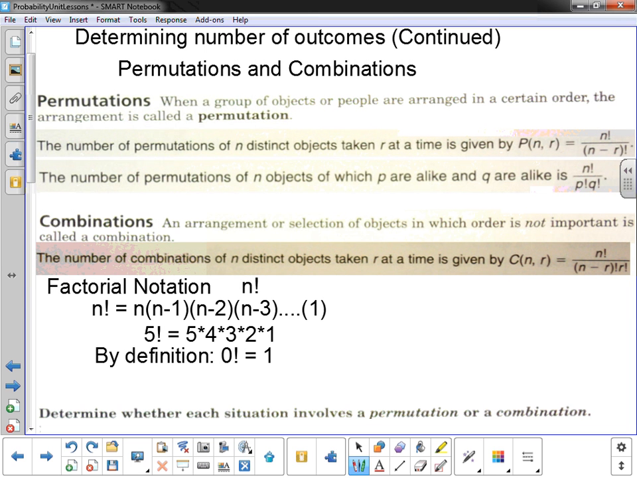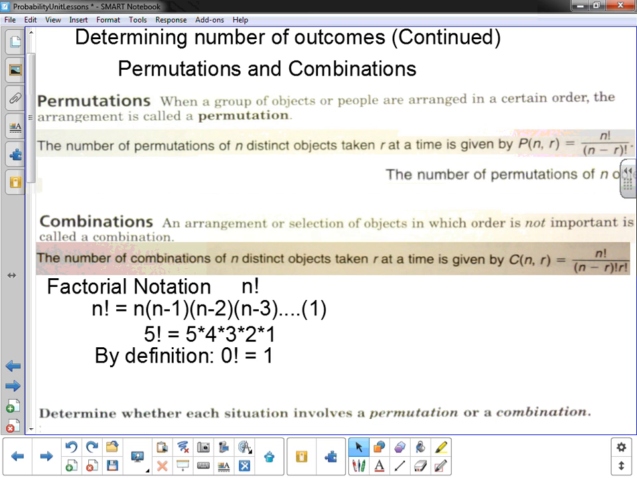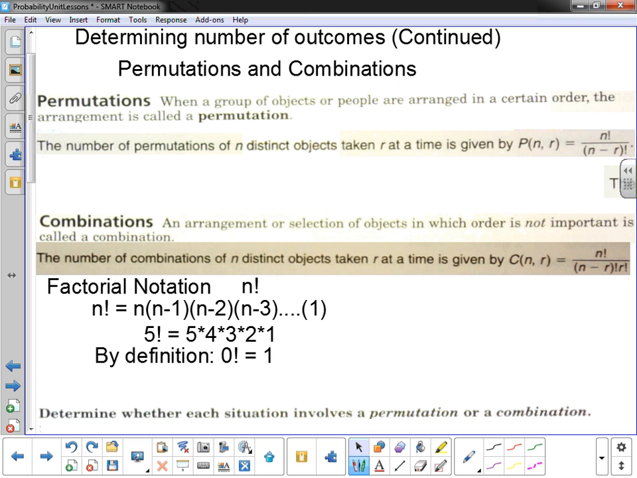Okay, so the formulas for those two things are pretty much the same. The only thing different is the combination has that extra r factorial in the bottom. Now, we might see this written in several different ways. We might see something like C(10, 5) or P(n, 5). We also might see it like this.